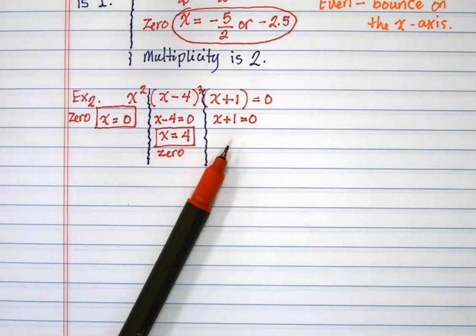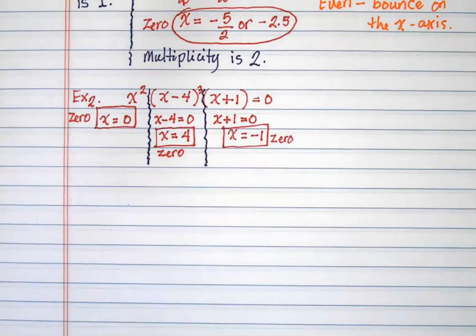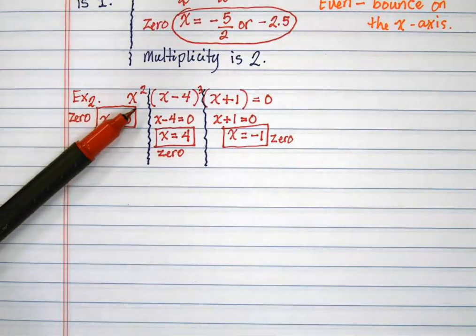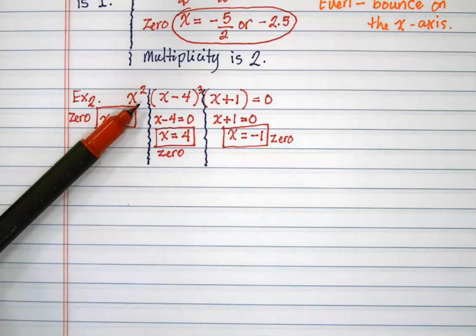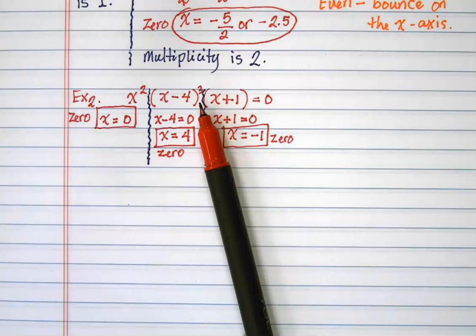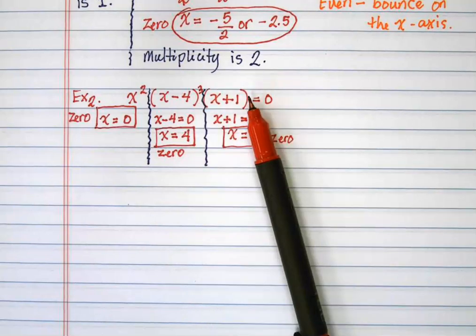Here we're going to solve for x, and we are going to move that constant to the other side, making x equal to negative 1. Now that we have found all our zeros, the next thing we need to identify are the multiplicities. For the first one, the power of this factor is 2. Therefore, the multiplicity is 2. For this factor, our multiplicity is 3. And here, the power is not shown, and we all know that if it's not shown, it is 1. Therefore, the multiplicity here is 1.